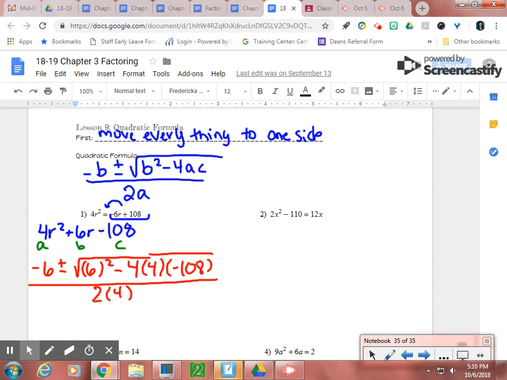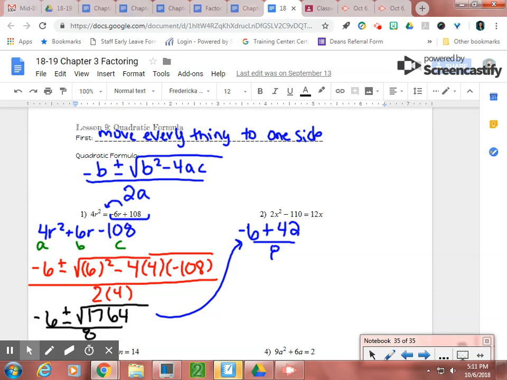So then you're going to get negative 6 plus or minus the square root of 1,764, all over 8. Then you check in your calculator to see if 1,764 has a perfect square root. Well, in fact, it does. The square root of that is actually 42. So this is going to be negative 6 plus 42 over 8 and negative 6 minus 42 over 8. We just took this plus or minus sign and broke it up into two separate problems.